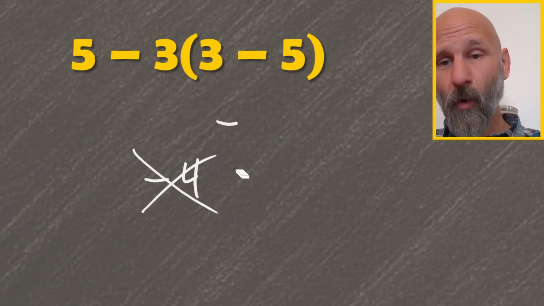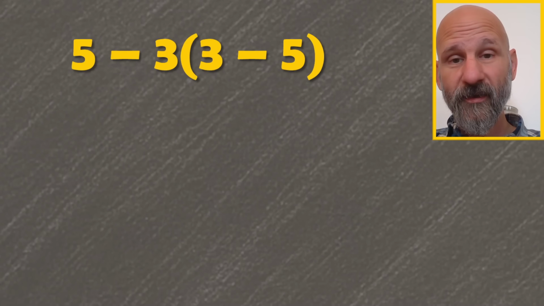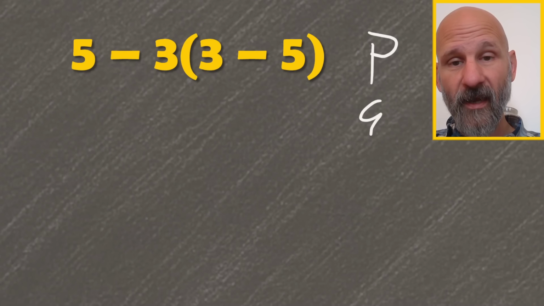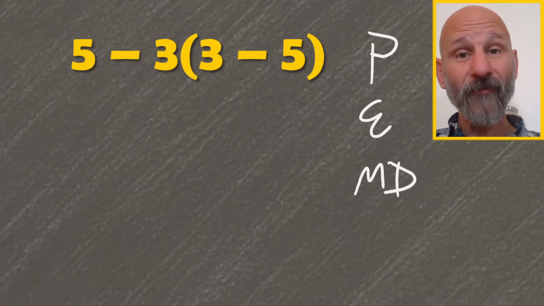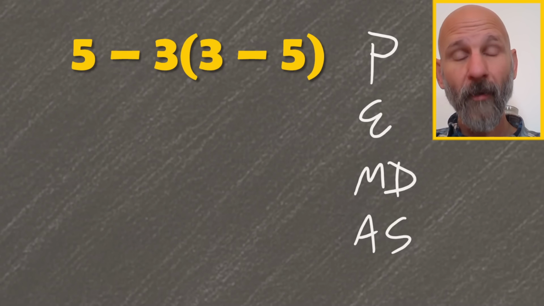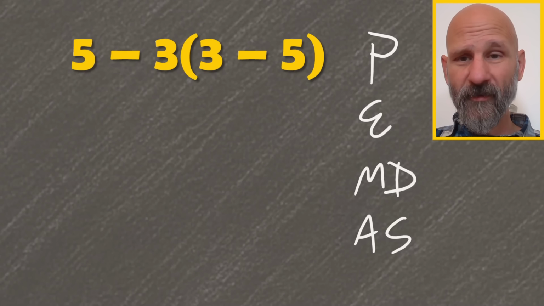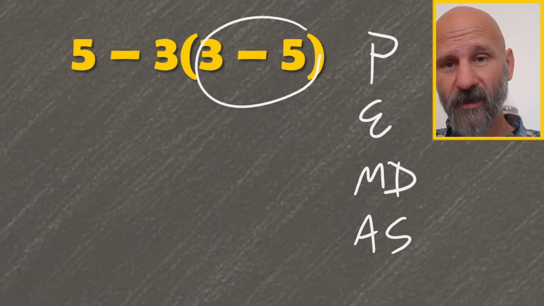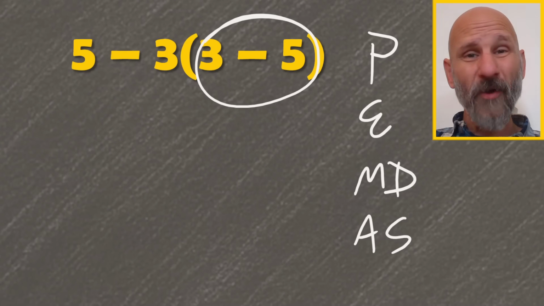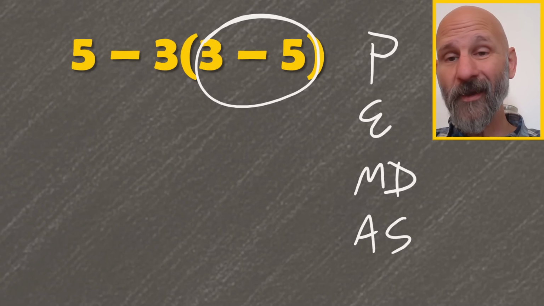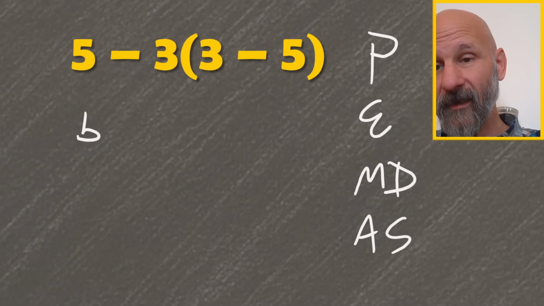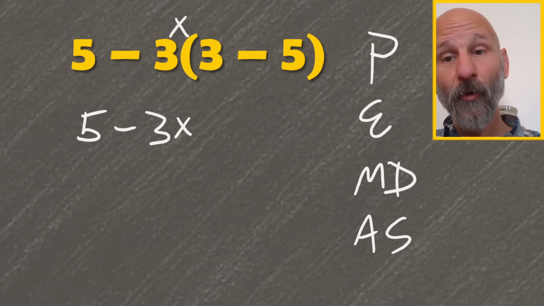Okay, so let's walk down the order of operations here. We got parentheses, exponents, multiply, divide from left to right, and then add, subtract from left to right. So we're going to start with parentheses. Okay, so our eyeballs should take us right there first, which means we're not going to touch the rest of the expression. The 5 is going to stay. The minus 3 is going to stay. And remember, this is a multiply right there, so we're thinking it's a multiply.